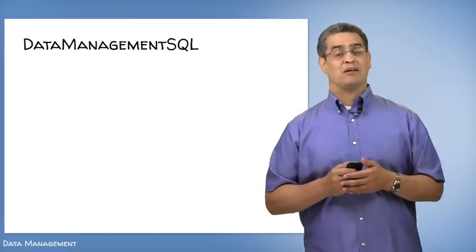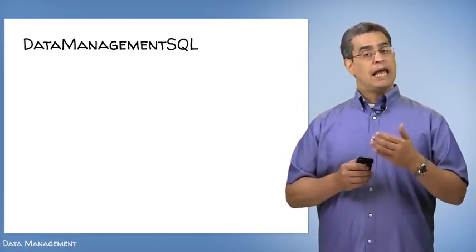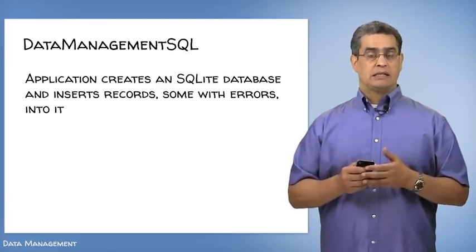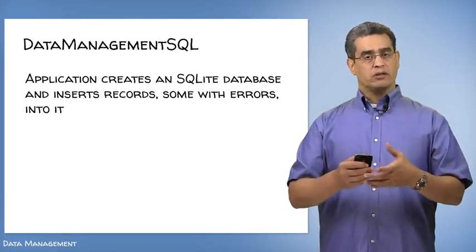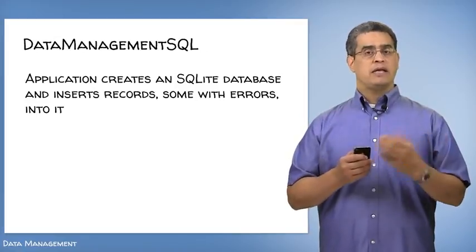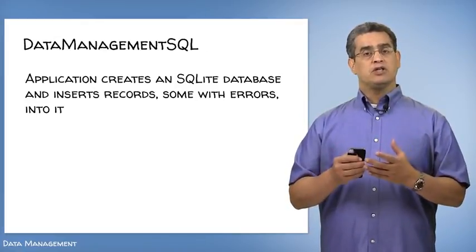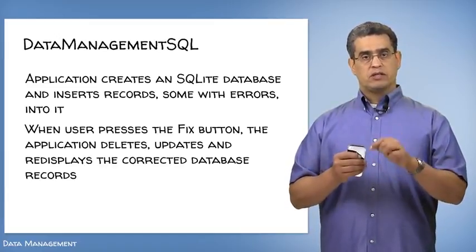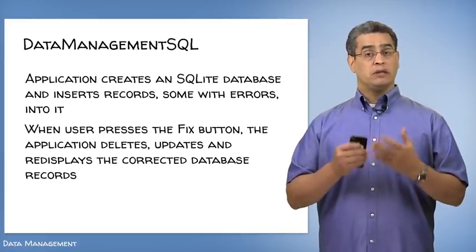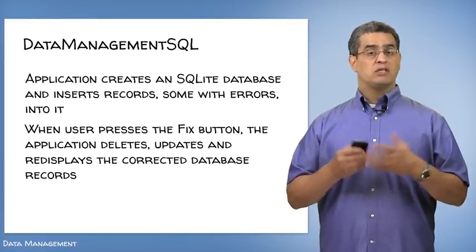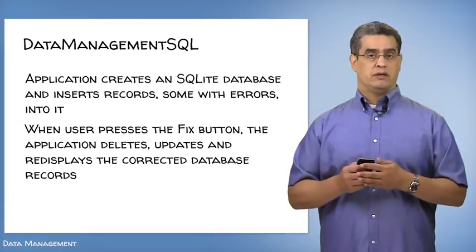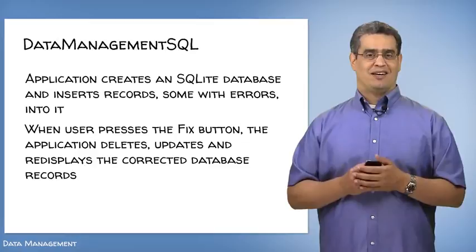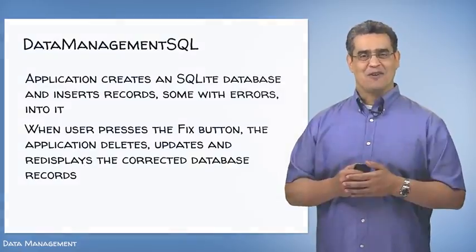Our last example application is called Data Management SQL. This application creates an SQLite database and then inserts several records, some with errors, into the database. The application will also display a button labeled Fix. And when the user presses the Fix button, the application will delete and update some of those records that were just inserted. And it will then redisplay the updated database records on the screen. Let's take a look at that application now.